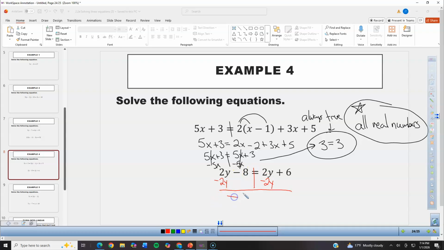I get negative 8 equals 6. Well, that's not true. That'll never be true, ever. The actual answer is the null set, or no solution. No matter what you plug in, it will not work on this one.